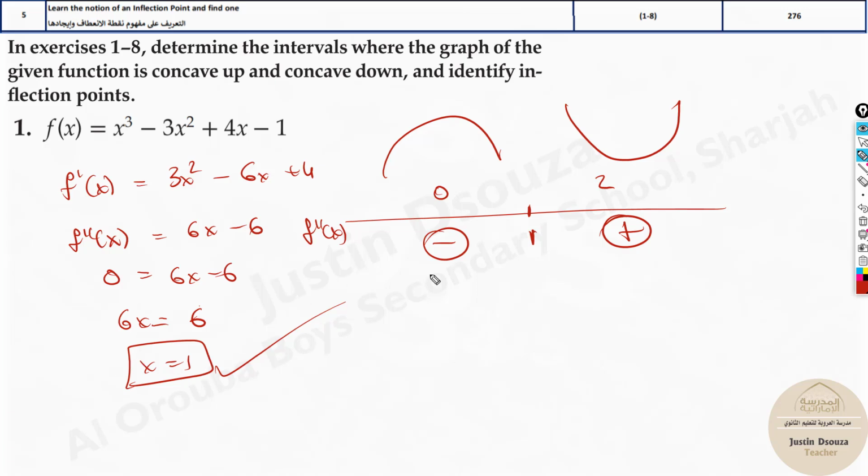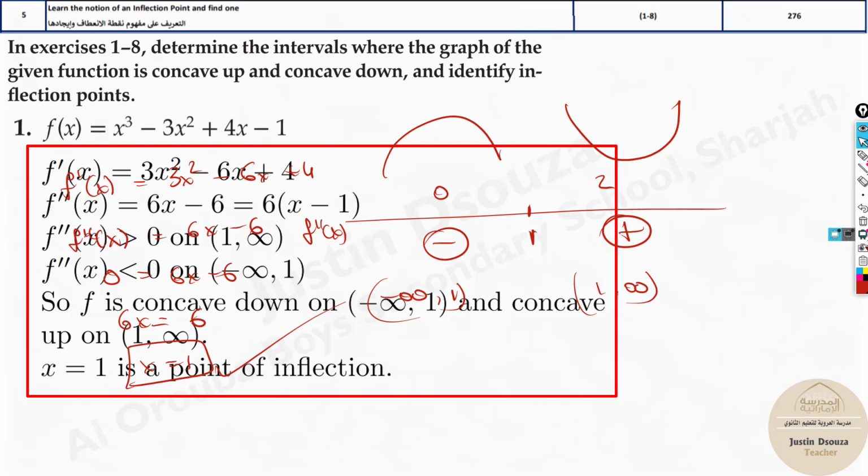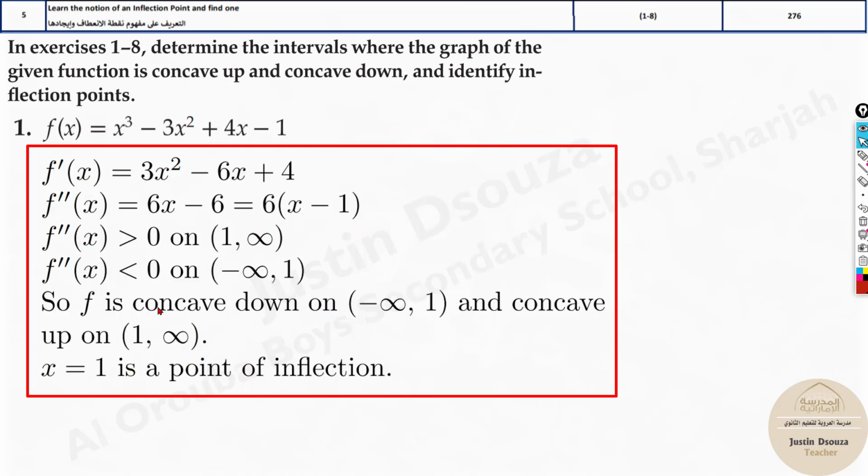Inflection point is x equal to 1. It's concaving downwards from minus infinity till 1 and concaving upwards from 1 till infinity. So that is the answer over here. So you can see the solution. Here f double derivative is greater than 0 at, sorry, this is increasing, decreasing. This one, concaving down, we had got the same, right? Down from minus infinity to 1 and up from 1 to infinity. And this is the inflection point.